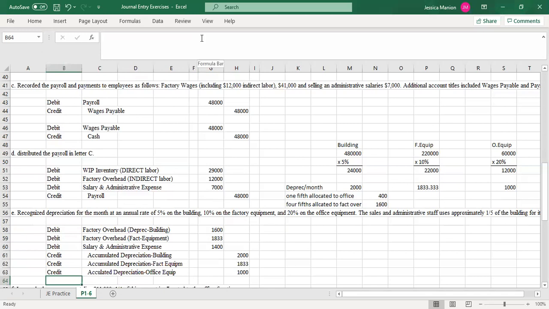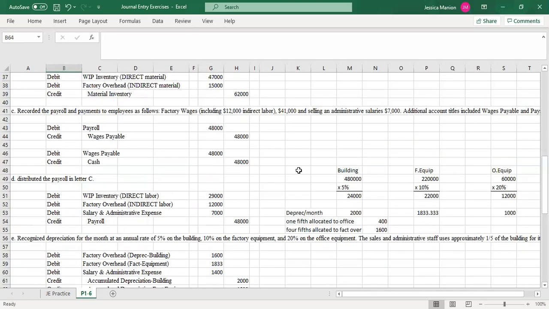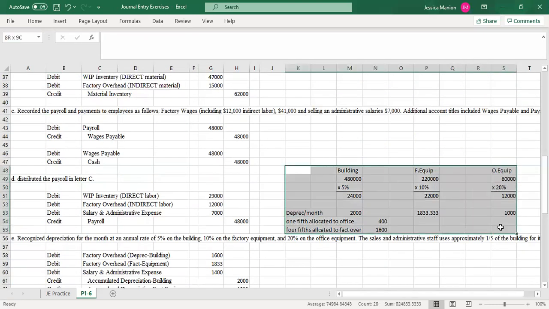All right, and I just want to make sure real quick. So we got 1,600 plus 1,833 plus 1,400. So we've got 4,833 in debits, 4,833 in credits, right? Okay, just want to make sure. Okay. And then here's the calculations again, how we arrived at those numbers.